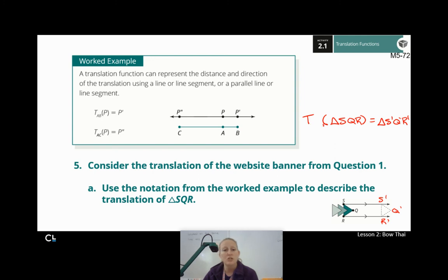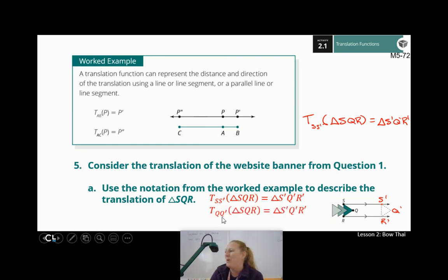Now, the distance we translated, there's actually three different ways you could write this. We could say the distance is just from S to S prime, right? That's one of the distances that we used. So I could say my transformation is from S to S prime of triangle SQR to give me triangle S prime, Q prime, R prime. So that's one way that you could have written the notation for this. It's not the only way. Because guess what? Instead of saying from S to S prime, you could have said we went from R to R prime, or from Q to Q prime. There are a couple different ways you could have written this. I just defaulted to S because it was on top. It's easiest.